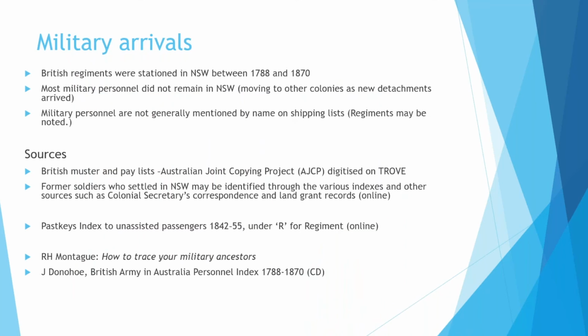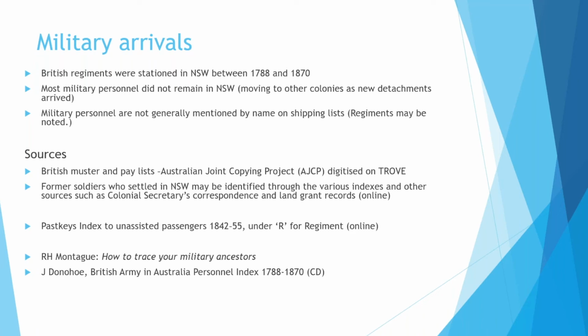So this is looking at the information or records we hold that may help you locate military arrivals. The first thing to note is that records of military serving in New South Wales were kept by the British government and not by the state of New South Wales, because they were the British Army. The British regiments were in New South Wales from 1788 to 1870, so that's quite a large period of time. So a lot of military personnel did come to New South Wales. However, most didn't remain in the colony. Most moved on when their regiment moved on. And generally, they're not mentioned by name on the shipping list. It'll just be the regiment.